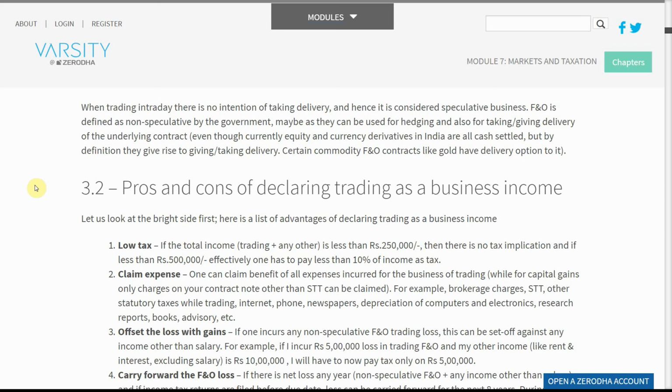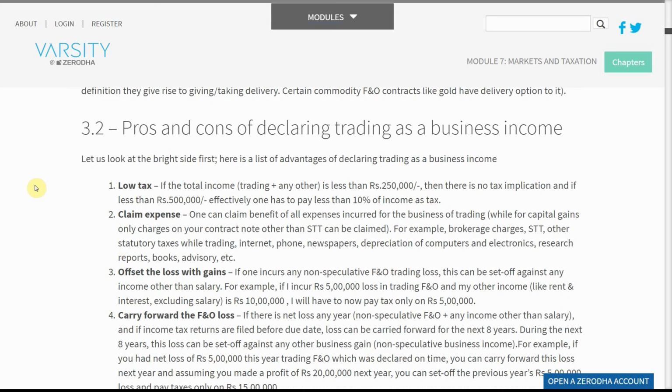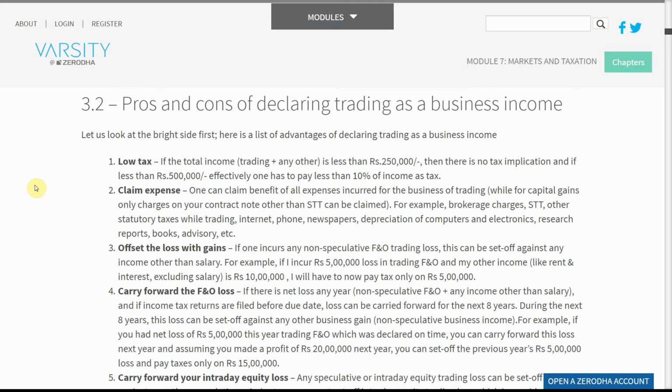3.2 Pros and cons of declaring trading as a business income. Let us look at the bright side first. Here is a list of advantages of declaring trading as a business income. Low tax: if the total income, trading plus any other, is less than 250,000 rupees per year, then there is no tax implication, and if less than 500,000 rupees per year, effectively one has to pay less than 10% of income as tax.